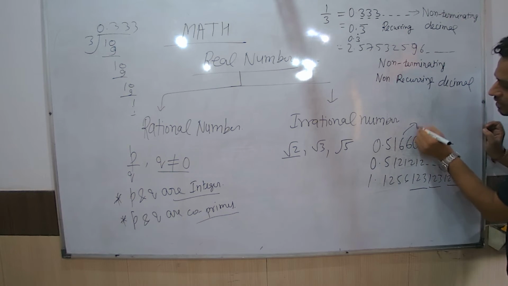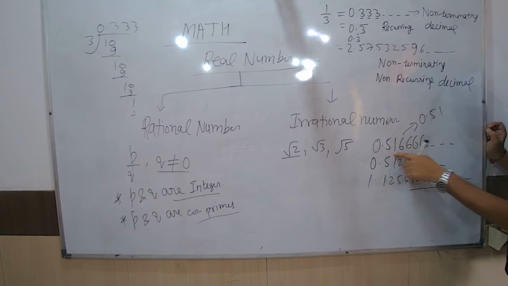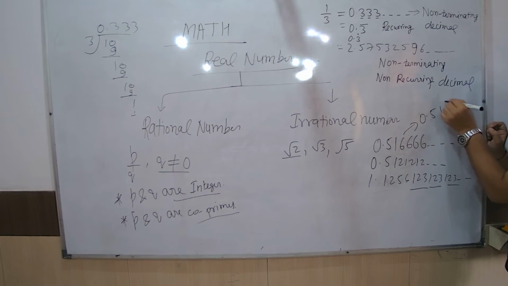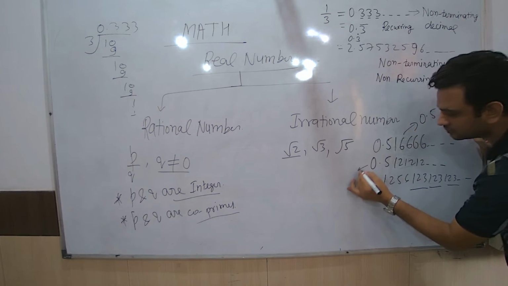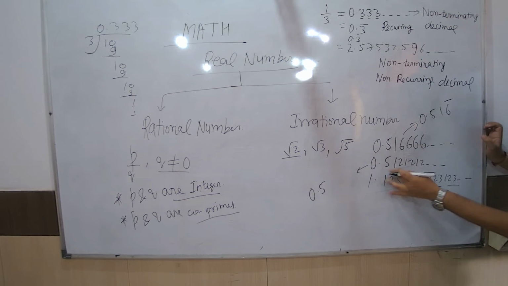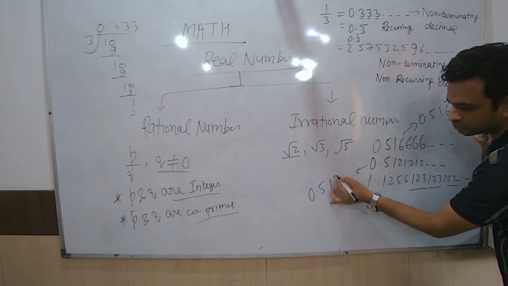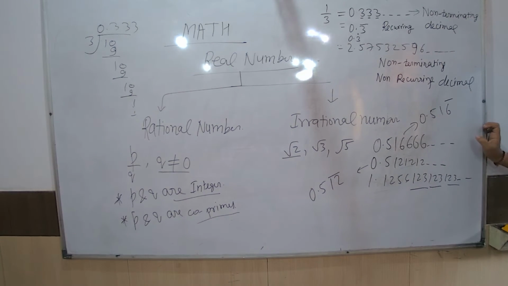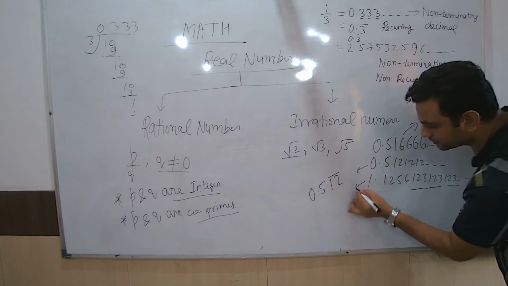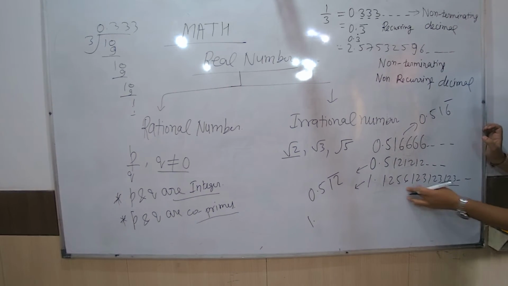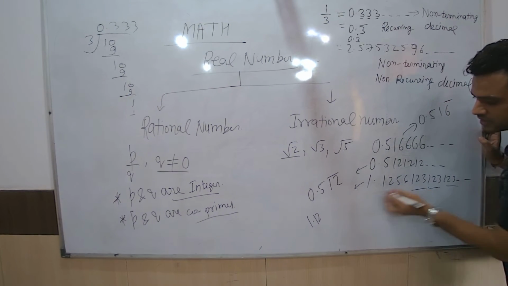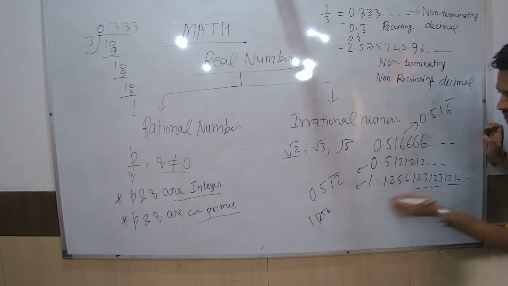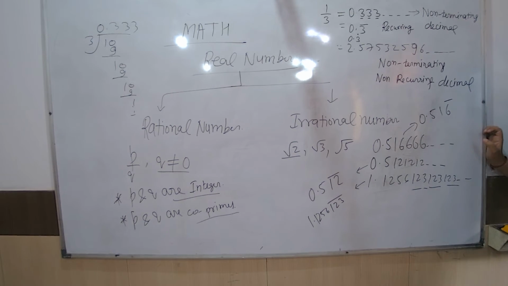So in this form, can I write it as 0.51? This is not repeating, right? The 6 is repeating, so I will put a bar. Got it? In this case, what will happen? 0.512, the 2 is repeating, so I will put a bar on it. Clear? In this case, 1 point, here it is not repeating, 1 2 5 6, repetition starts from 1 2 3 and this will repeat. Okay, clear, got it?